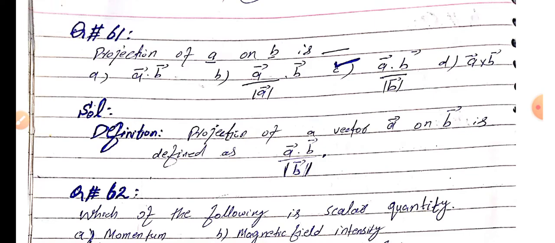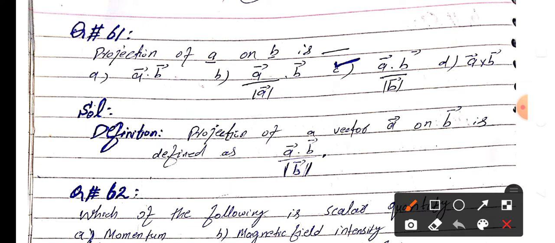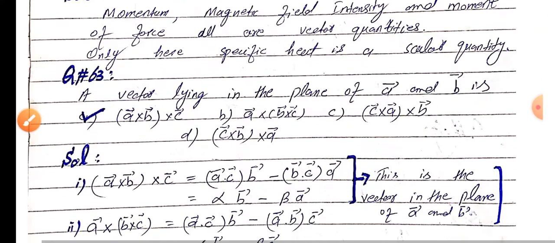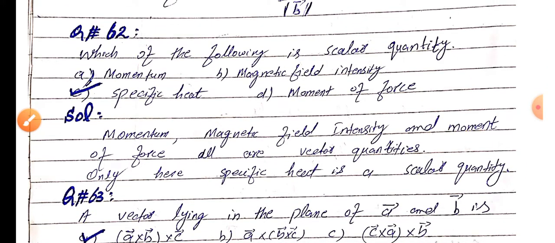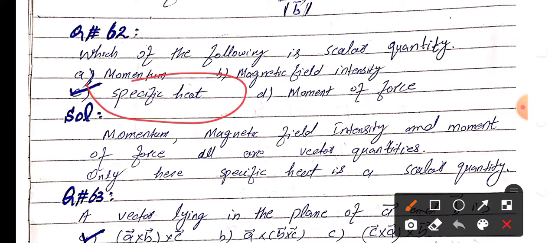61. Projection of A on B. So option C is correct. A dot B over B. 62. Which of the following is scalar quantity? Specific heat is a scalar quantity.